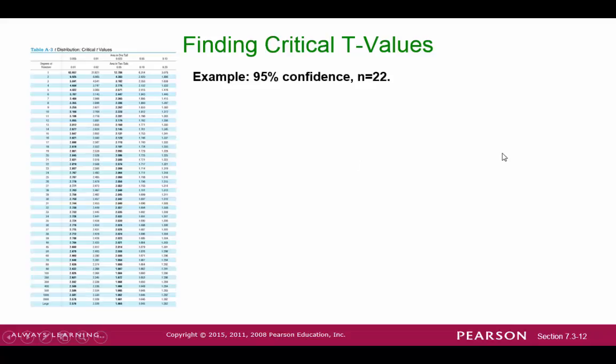Let's take a look at an example where we're looking for 95% confidence and our sample size is 22. The basic idea for a critical value is to look for this value over here where alpha of 0.05 gets split up into two tails, and that's 0.025. So we can think about this as 2 tail alpha equal 0.05 or a 1 tail of 0.025.